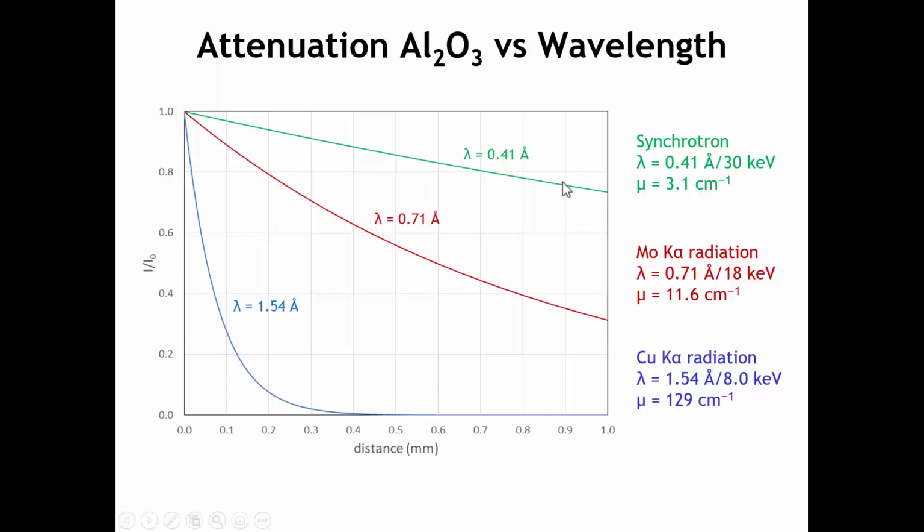If you were to go to a synchrotron source where the wavelength of the incident radiation can be varied, usually by using monochromators on the incident beam, you might have a wavelength like 0.4 angstroms. This is a pretty typical wavelength for the powder diffraction instrument at the Advanced Photon Source. And now you can see that after passing through 1 millimeter of the sample, you still have about 75% of the X-rays that have not been absorbed. You could obviously work with larger samples when you have these shorter wavelengths.